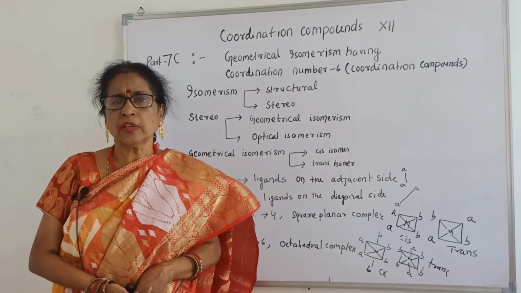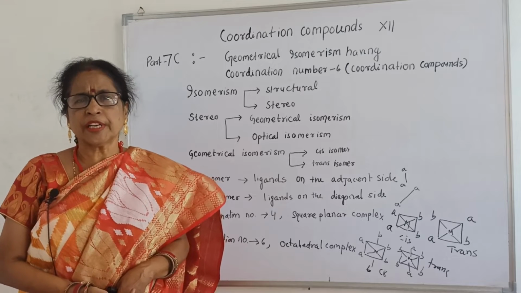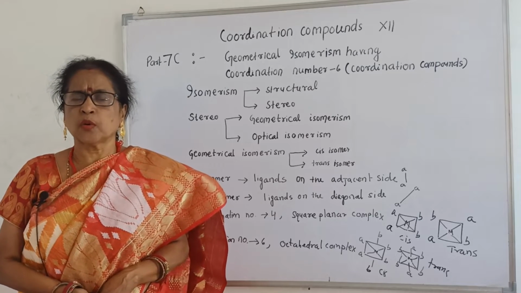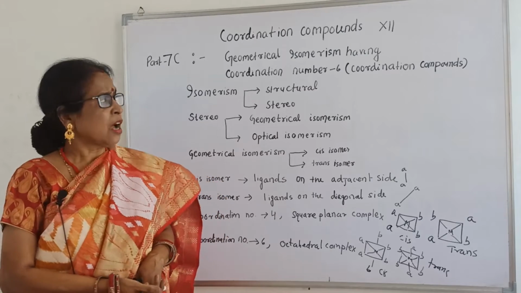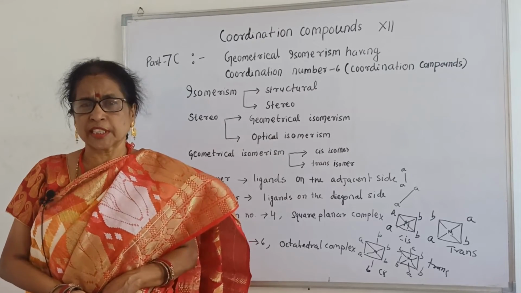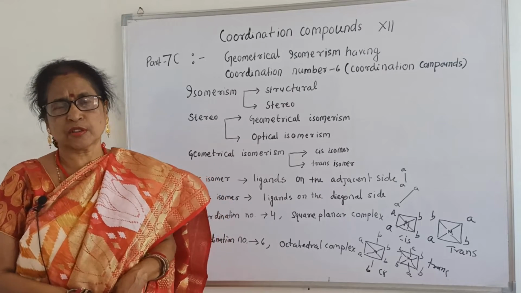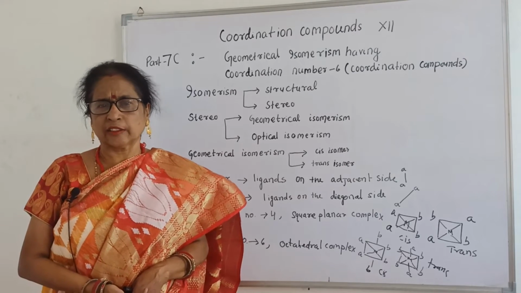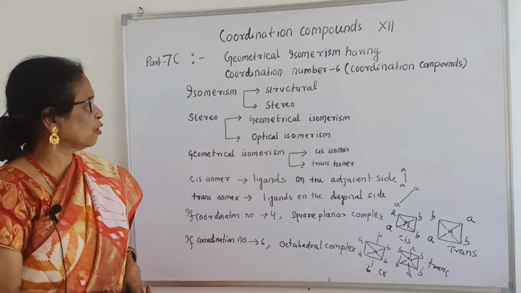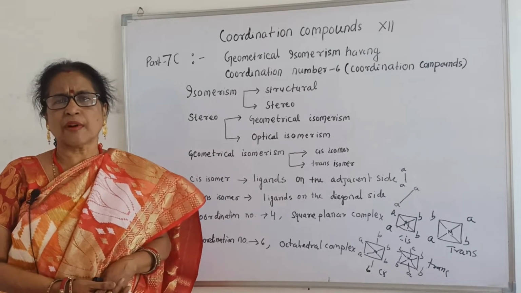Coordination number 4, square planar complex: I have already explained geometrical isomerism in coordination number 4. Now we will see geometrical isomerism in complexes having coordination number 6. What is the type of structure? This is octahedral. Before that, again I want to remind you what isomerism is and what the types of isomerism are.